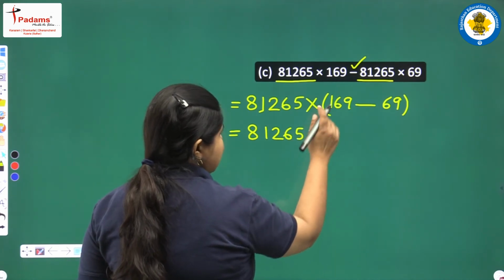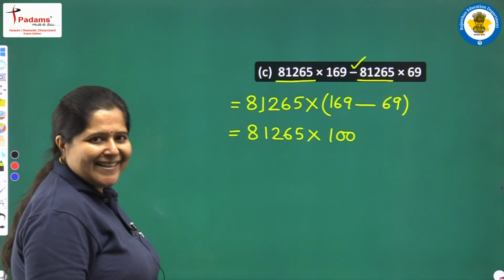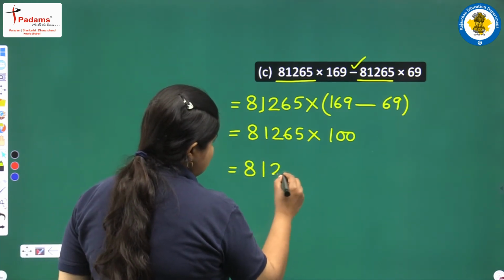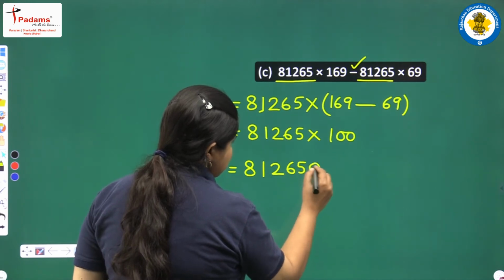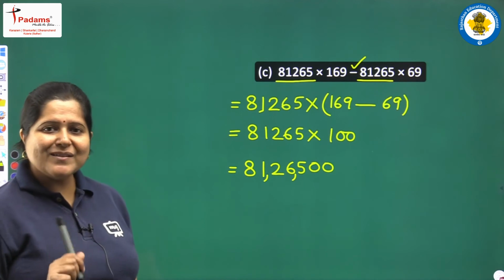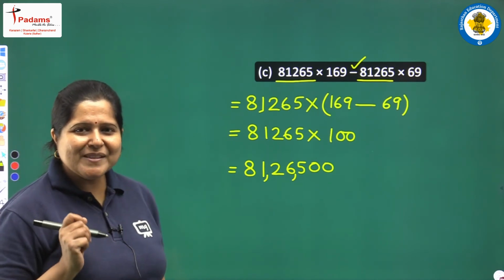81,265 into, subtract the two numbers, we get 100 again. It's again very easy now to multiply. 81,265 and then 2 zeros. It will be 81,26,500. So again we got the answer within a few seconds.